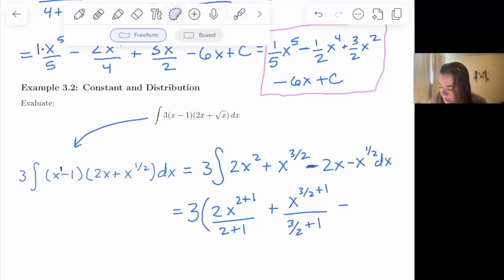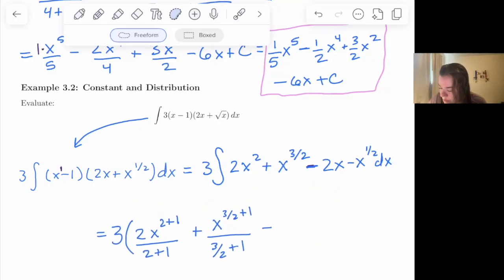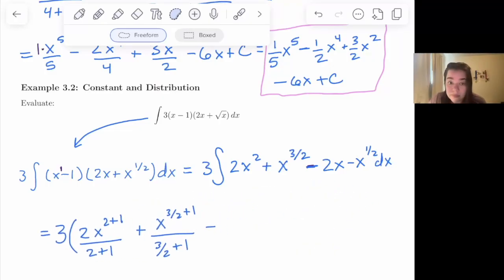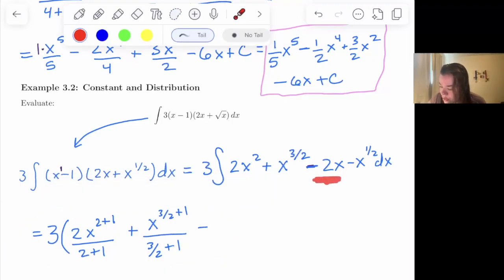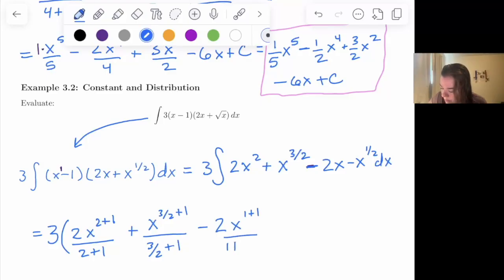Okay, I'm going to move my text over just to give me more room. I'm running out of space. So where did I leave off? I left off on the third term. The -2 comes with me. Add 1, divide by the new power, minus, add 1, divide by the new power. That is a lot going on there. And don't forget your plus c.